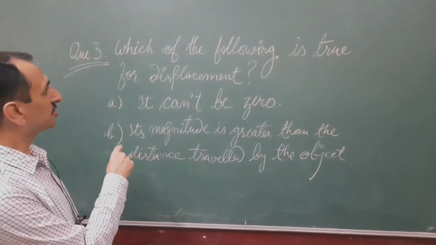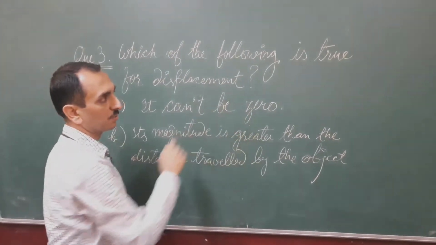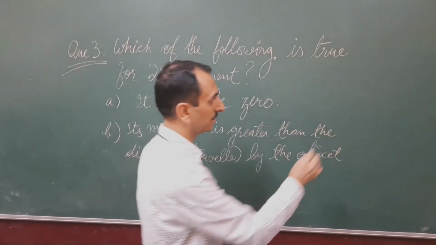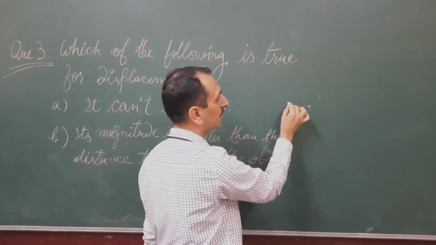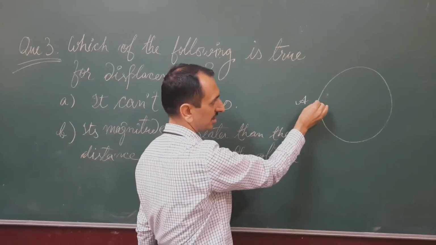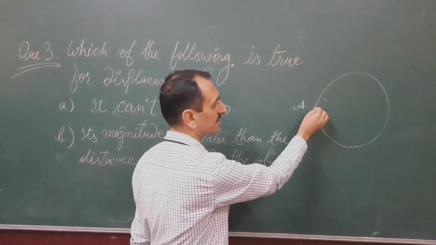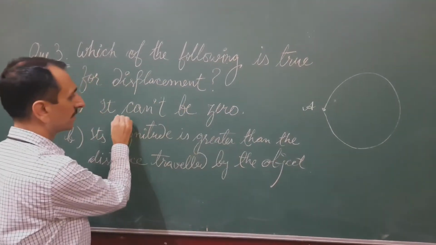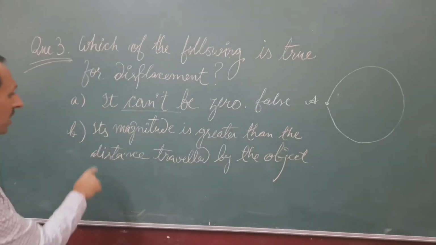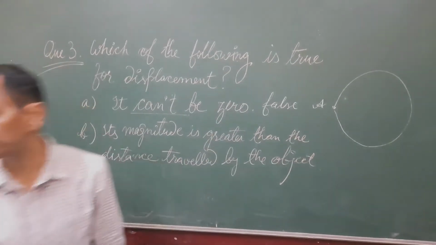Question number 3. Which of the following is true for displacement? First: it can't be 0. Is it true or false? Obviously, it is false. Because if a person starts from position A, the path is circular, and comes back to position A, its initial and final positions coincide with each other. That's why displacement is 0. That's why this statement is false.